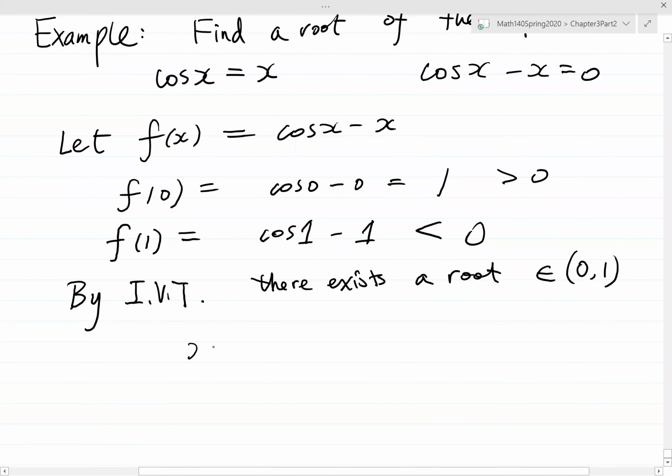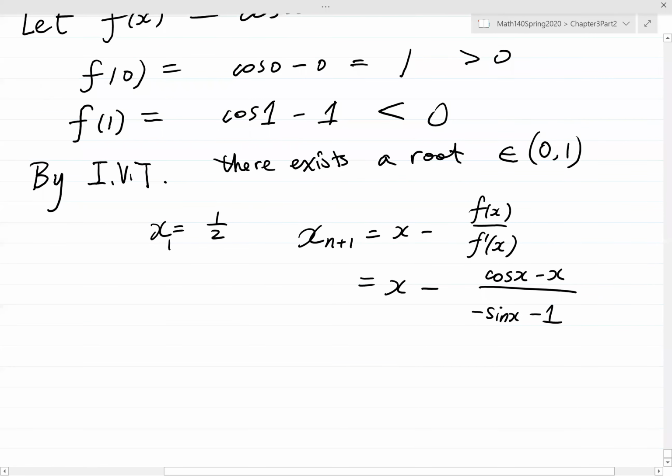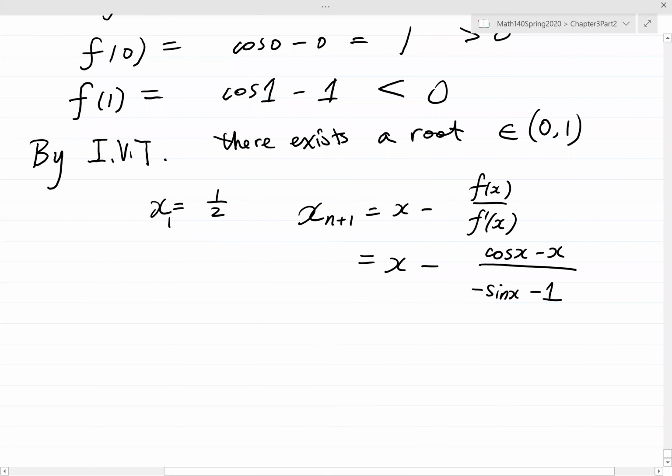Now we use iteration. We choose x1 to be 1/2. Use the iteration x_{n+1} equals x_n minus f over f derivative. Let me quickly do this example. f(x) is cosine x minus x, and the derivative is negative sine x minus 1. Plug in the derivative, and this is the iteration for x_n.